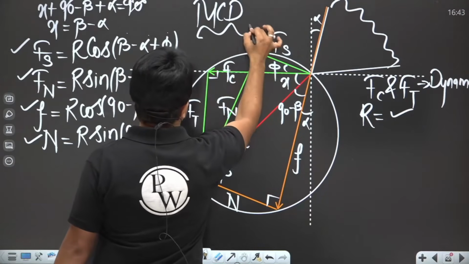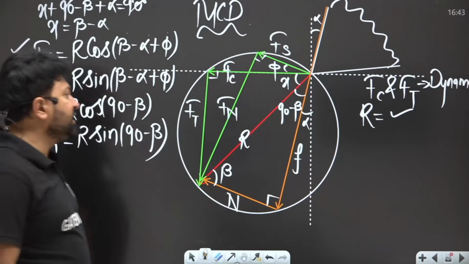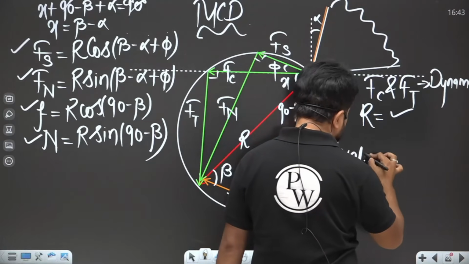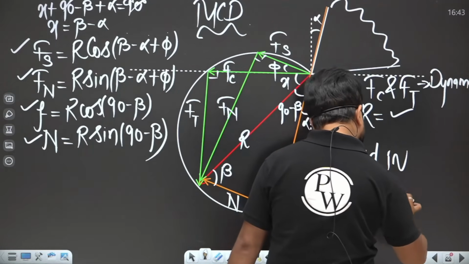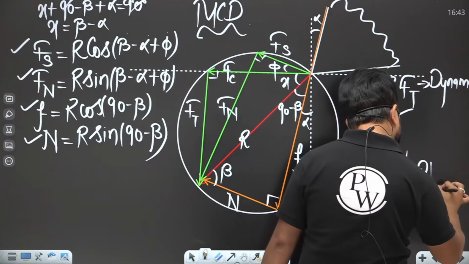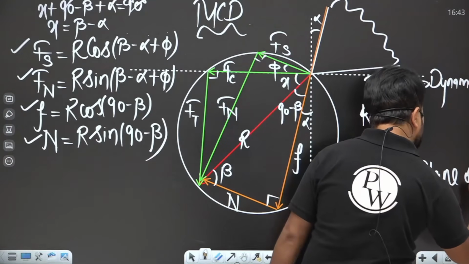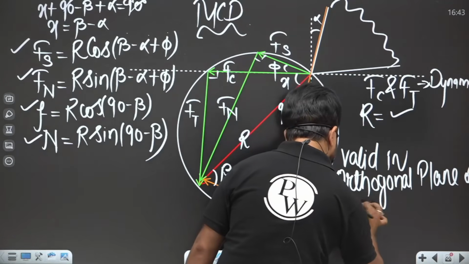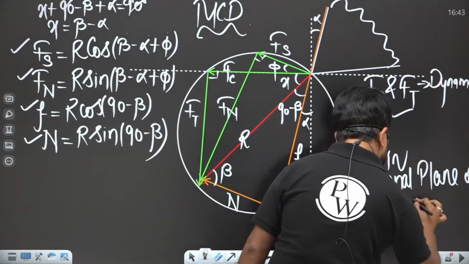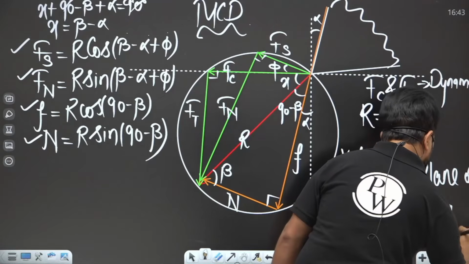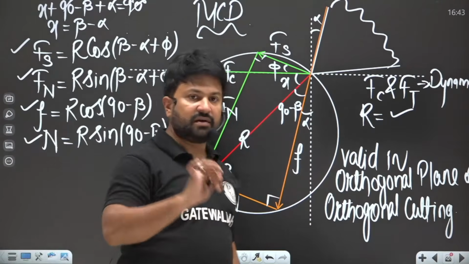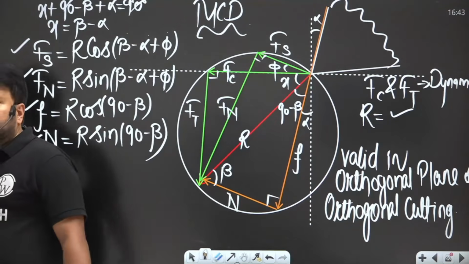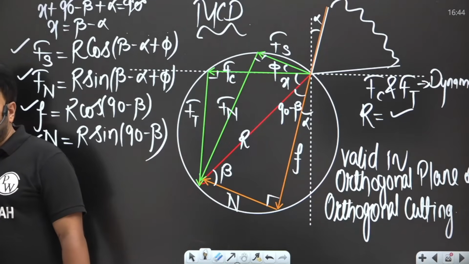So this is the Merchant circle diagram, my dear, MCD. Merchant circle diagram is only valid in orthogonal plane or orthogonal cutting, right? So I hope my point is crystal clear to you people. Now let's move to the next point, my dear.